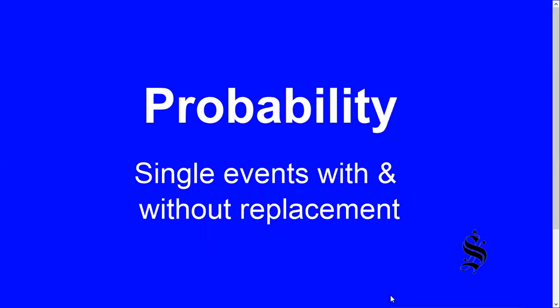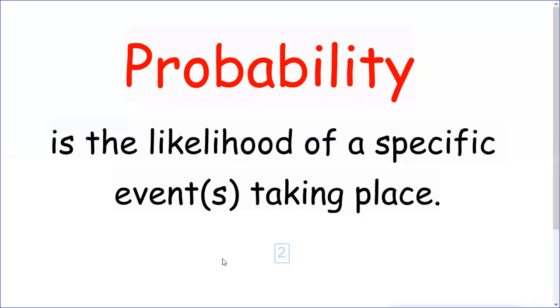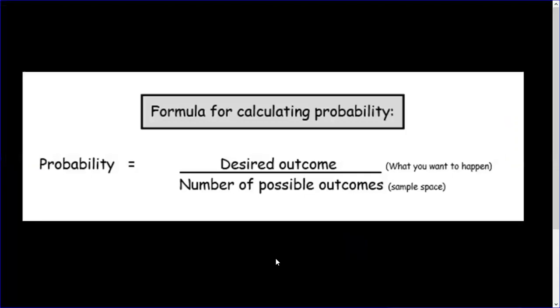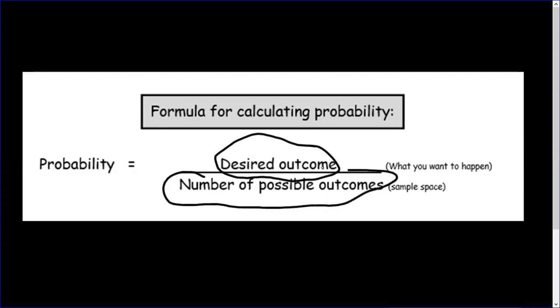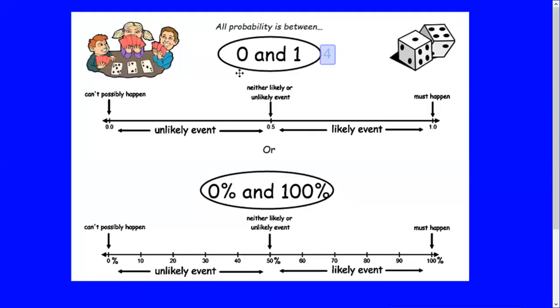Probability, single events with and without replacement. In our last video, we learned that probability is the likelihood or chance of a specific event or events taking place. And there's a formula that you can use to calculate probability. The numerator is the desired outcome. What is it that you want to happen? And the denominator is the total number of possible outcomes.